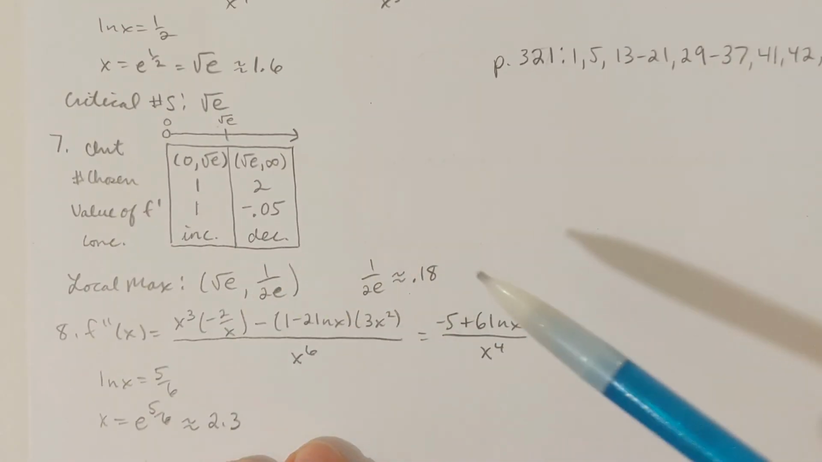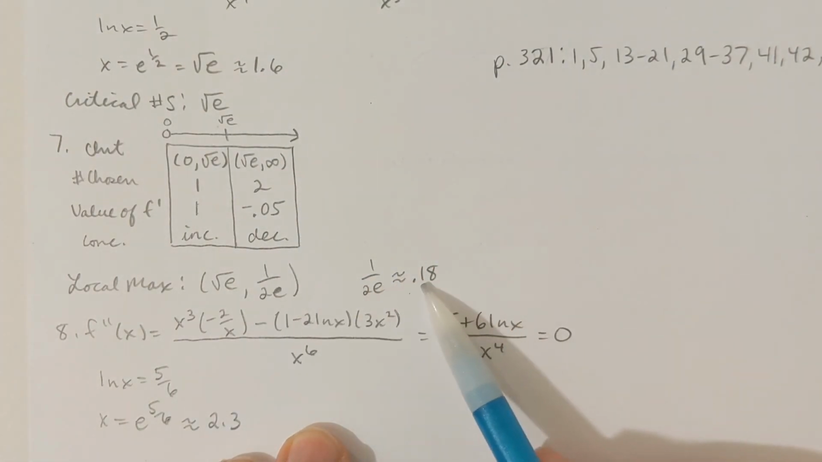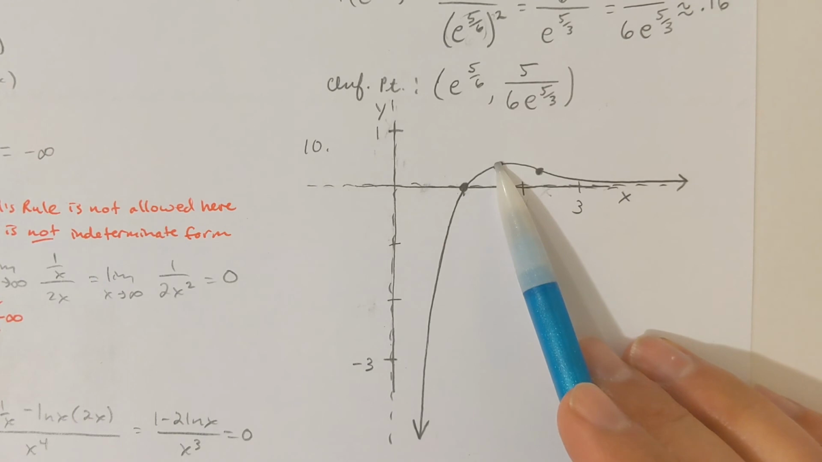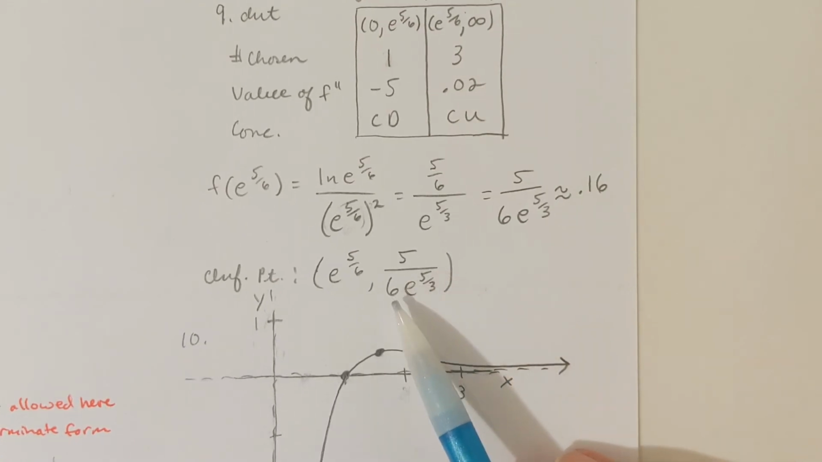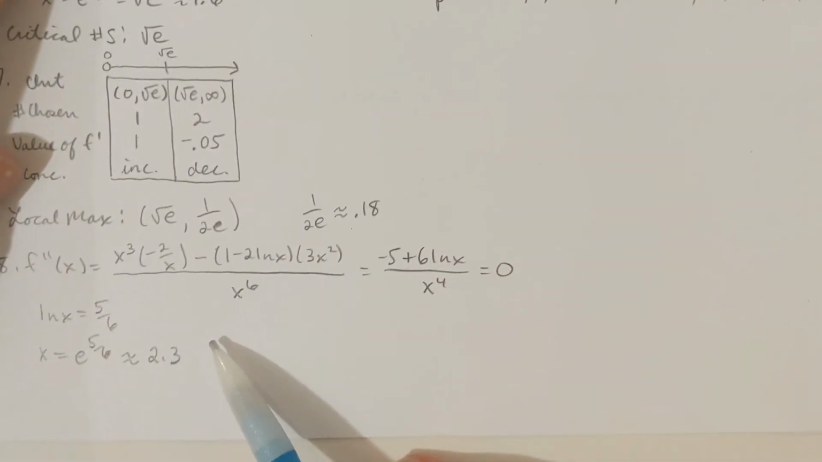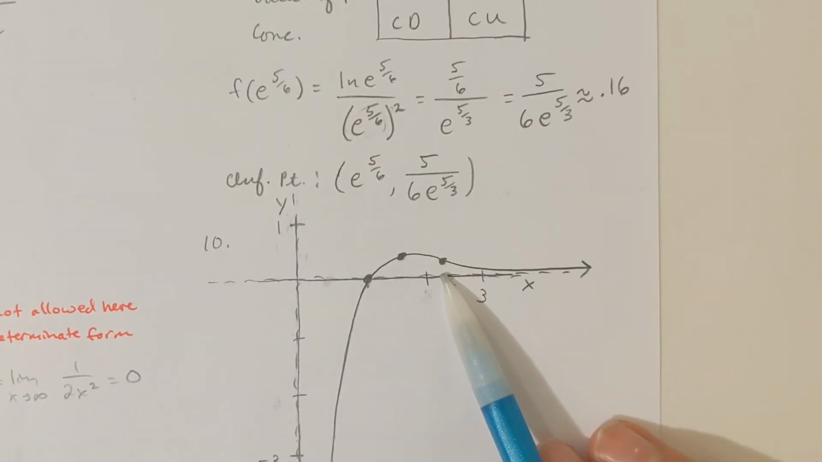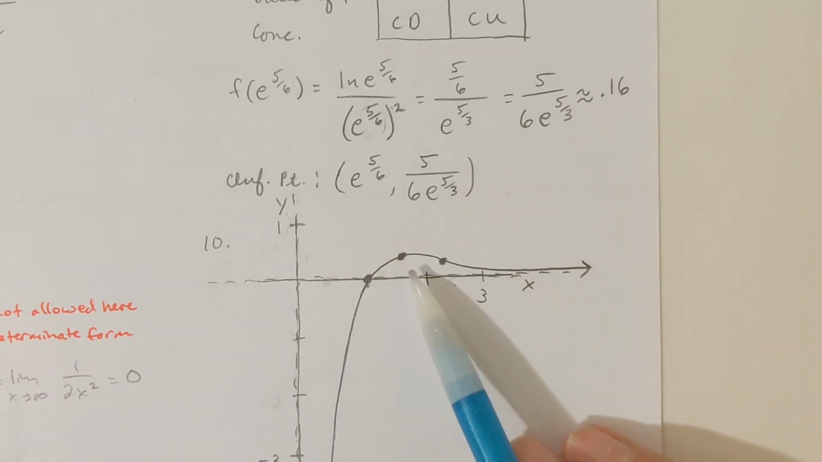Okay, we've got a local max at, so the square root of e is roughly 1.6. 1 over 2e is roughly 0.18. Okay, so at 1.6, come up to a height of 0.18. I've plotted that point there. That's a local max. We have an inflection point at what is roughly 2.3, 0.16. Okay, so 0.16 is less than 0.18, right? So this point is going to be a little bit lower than the previous one here on the y-axis.